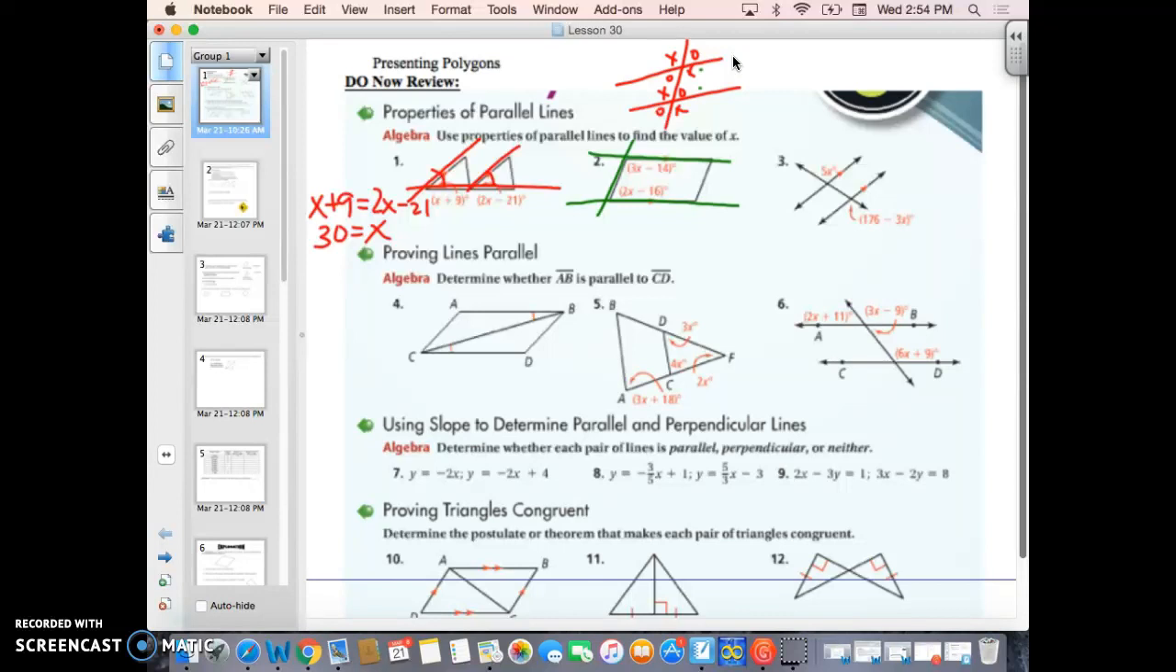Those are called same side interior. Same side interior is supplementary. So you're going to add 3x plus 2x, that's 5x. Negative 14 plus negative 16, that's negative 30. And that's going to equal 180. So then you're going to add 30. It's 210, so you got 5x equals 210, and I believe x would be 42 in this situation.